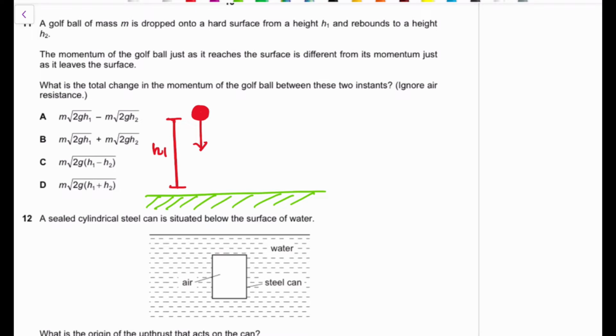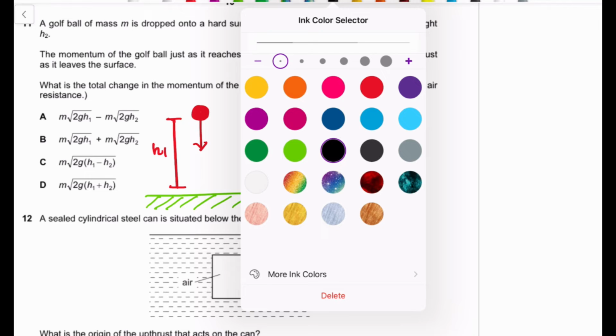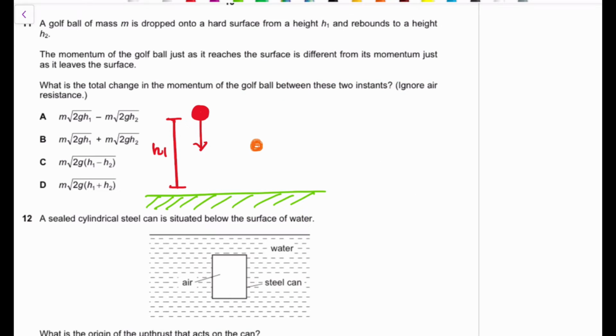As it falls down, it's going to rebound, and move to a height h2. We don't know what h2 is going to be, so let's assume that h2 is somewhere over here. If you assume h2 is somewhere over here, it means that as it moves up, it's going to reach this point h2. So we've established what's going to happen here.